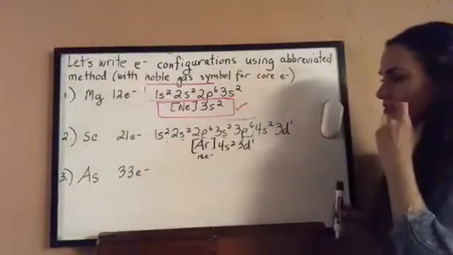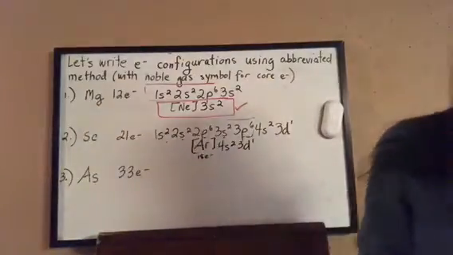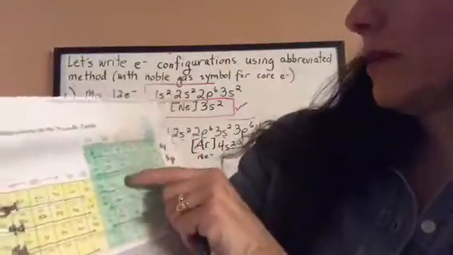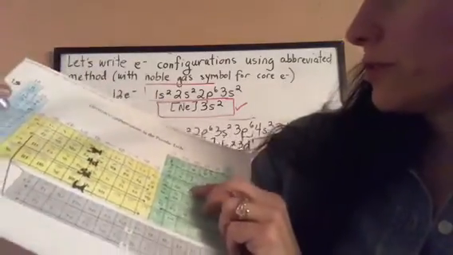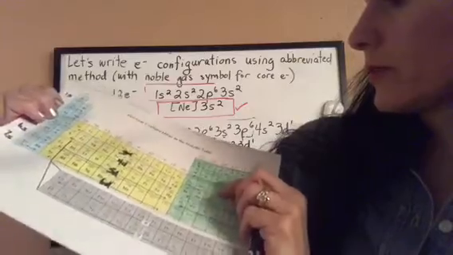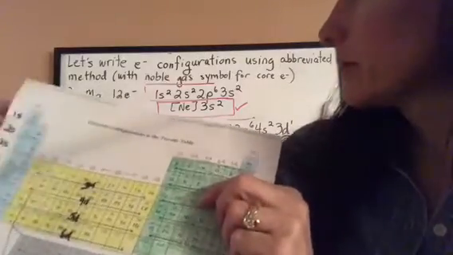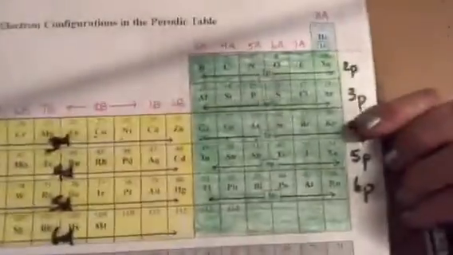Arsenic has 33 electrons. Let's go right to the shorthand way. Arsenic. It used to be used as an embalming material because it would preserve tissues for a long amount of time, but it also was used to poison people, so they stopped using it as an embalming material. So arsenic, atomic number 33.